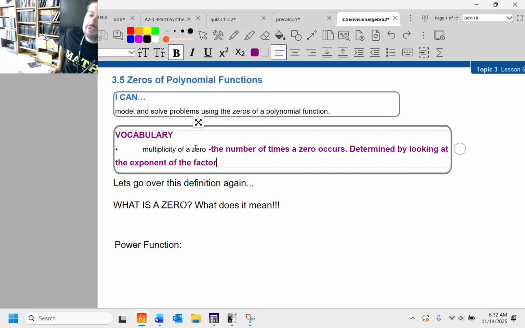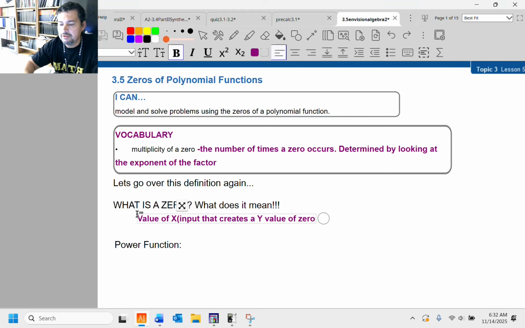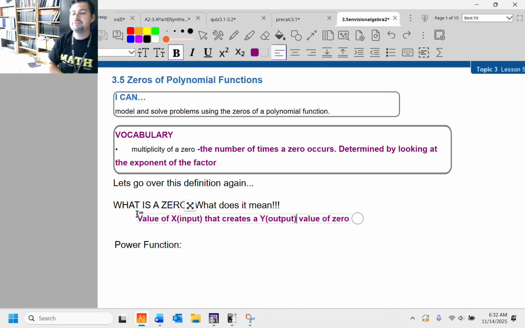All right, let's go over our definitions. Again, what is a zero? A zero is many things. Mathematically, specifically, it is the value of x that creates a y value of zero. Of course, we're using x's and y's, and that kind of gets some of y'all thrown off. But value of x, that'd be your input, your domain, creates a y, which would be your output or your range. Value of zero.